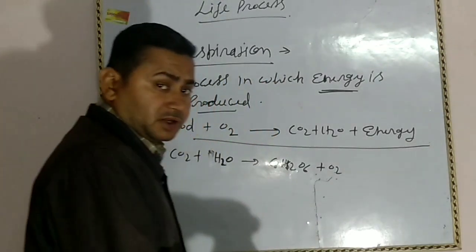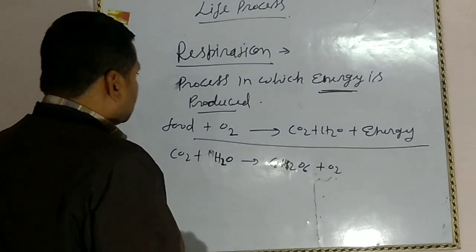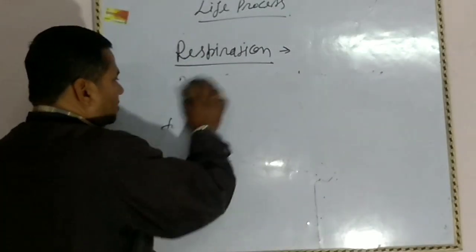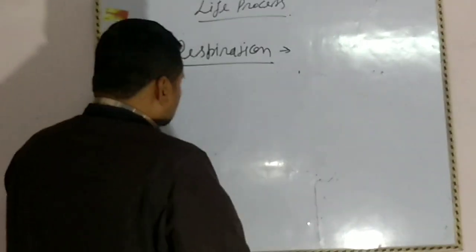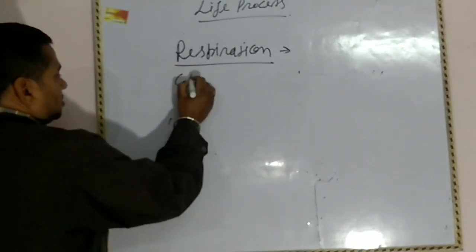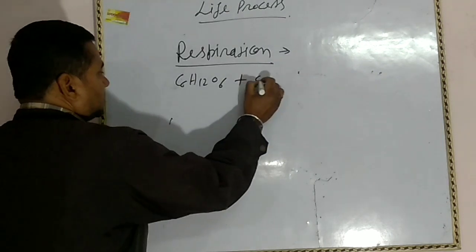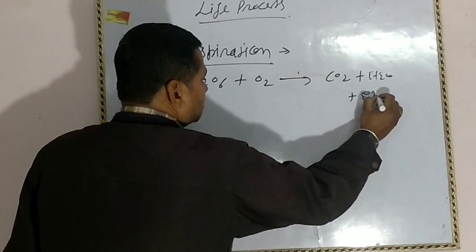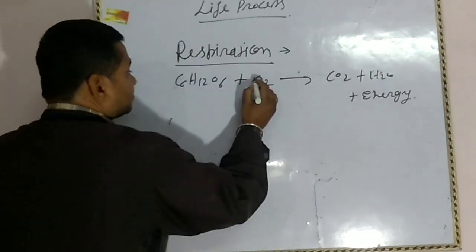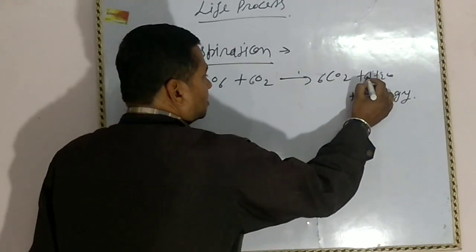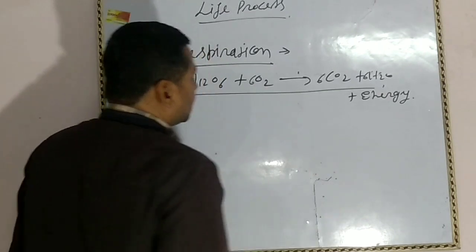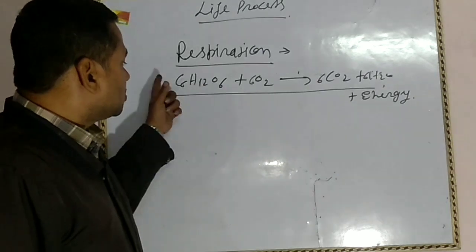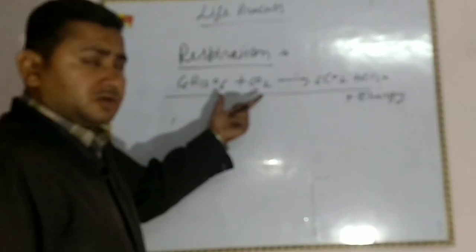In chemical manner, in one line, if you want to show the process of respiration, you can write the complete balanced reaction here, like this: C6H12O6 plus 6O2 forms 6CO2 plus 6H2O plus energy. Here you write 6 with O2. Now this is the completely balanced reaction, and by this reaction you can show respiration in one line.